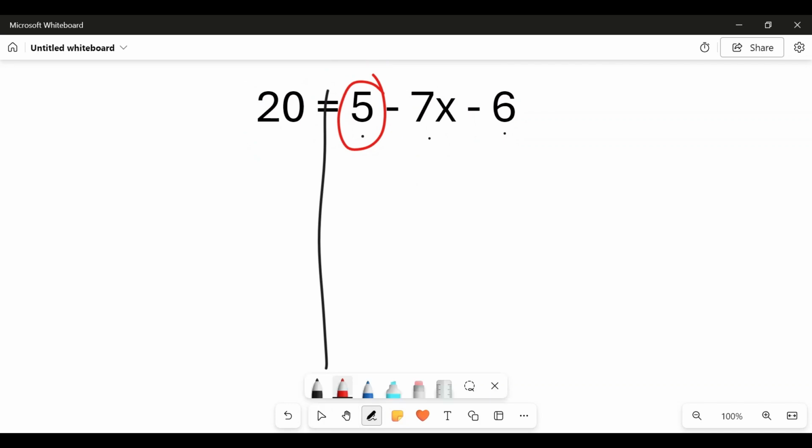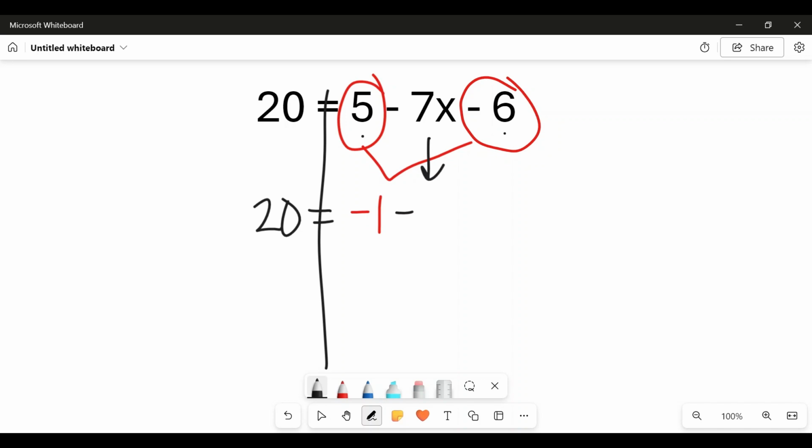I'm going to circle the -6 part, right? So I know it's 5 plus -6. 5 plus -6 adds up to -1. Bring down my 20. Bring down the -7x. Okay, and then again, I have a two-step equation. So add 1 to both sides, get rid of the constant.